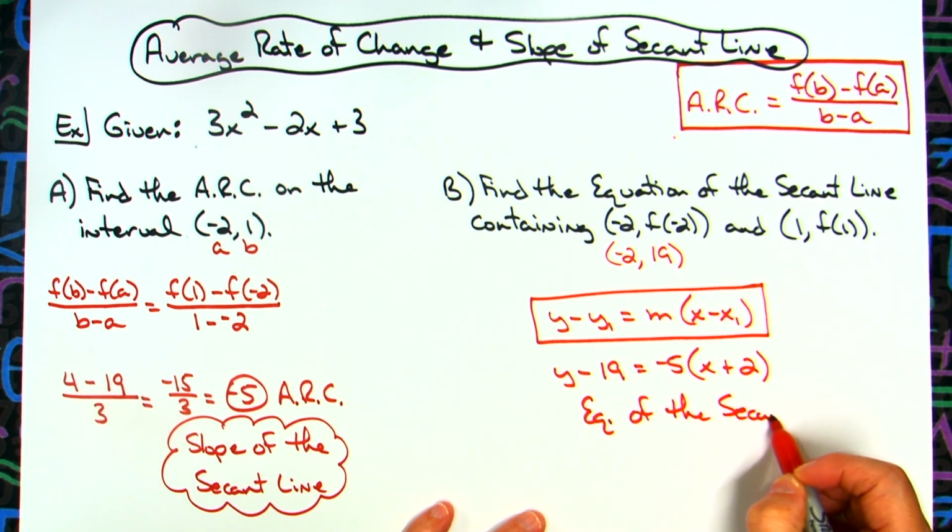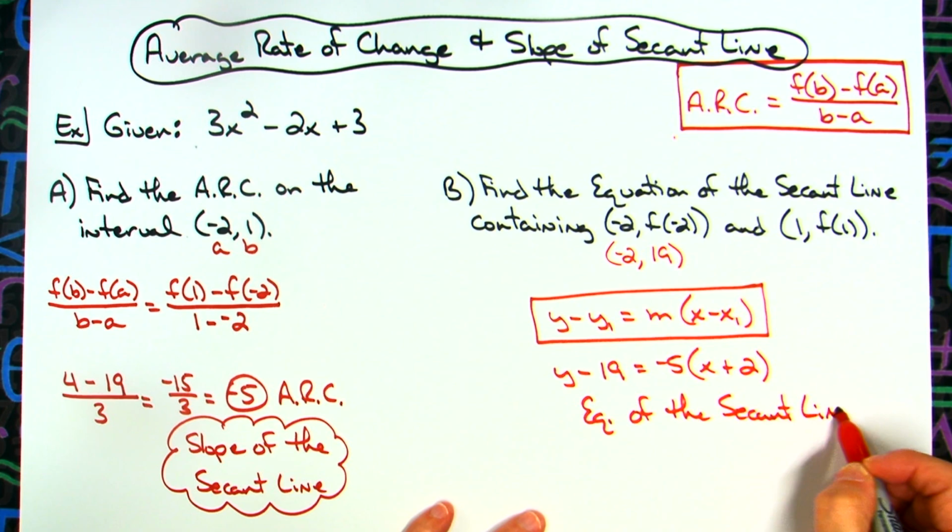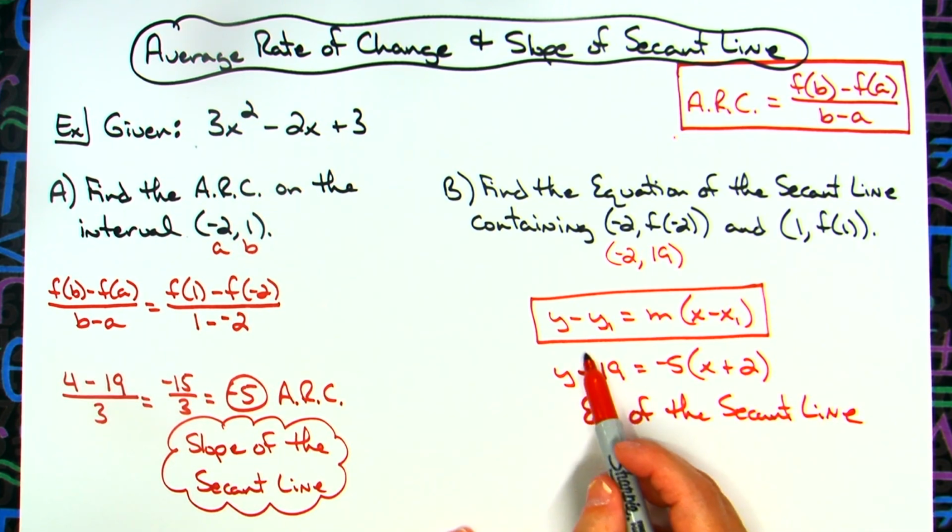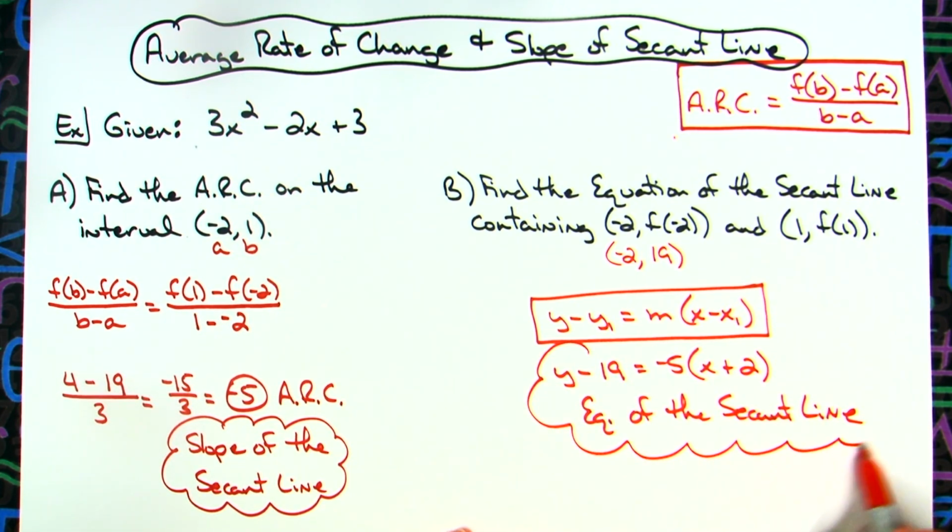So this honestly is pretty much a straightforward pre-calc type of thing. As soon as you start learning about that average rate of change and what it is, then they will ask you to find it, and then very commonly part B is going to be to write the equation of that secant line that contains those points.